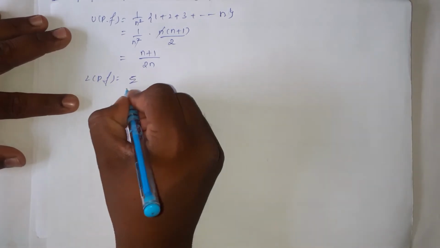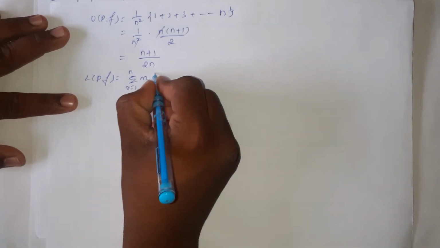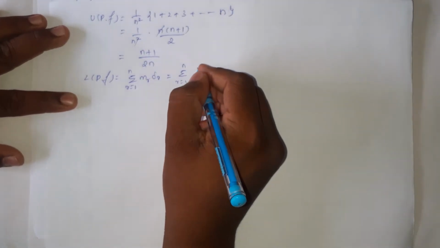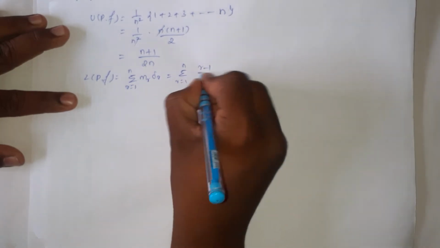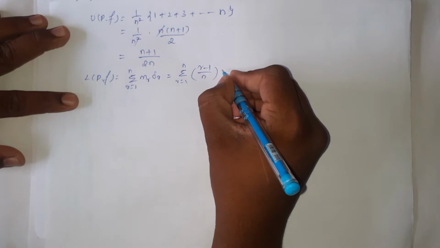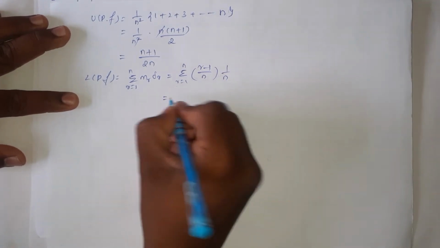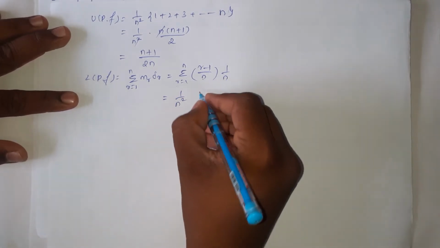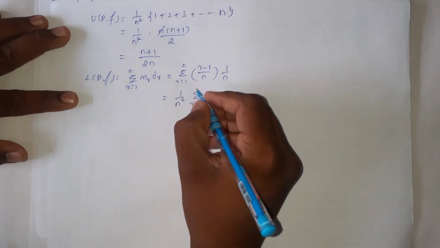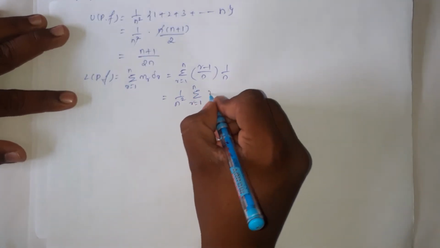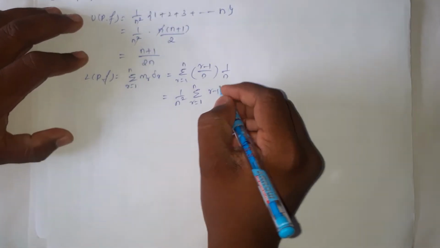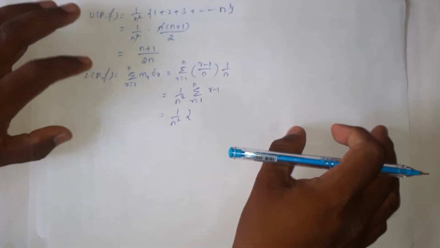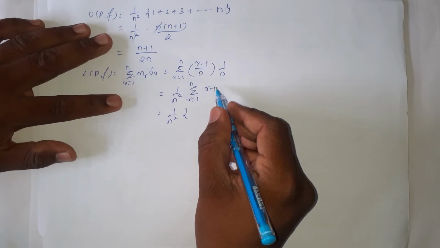So, LPF is equal to summation over r equal to 1 to n of small mr into delta r. This is equal to summation over r equal to 1 to n, where small mr is r minus 1 divided by n and delta r is 1 by n. Now, it is equal to 1 by n square, since n into n square is constant, taking it out of the summation, then remaining summation over r equal to 1 to n of r minus 1. Now, here it is equal to 1 divided by n square, and this summation can be written in the form of expansion by putting r equal to 1, 2, 3 and so on.